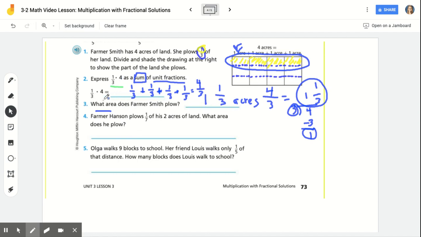Our answer, do you have this in your book? What area does Farmer Smith plow? She plowed 1 1/3 acres of land. All right, let's keep going.